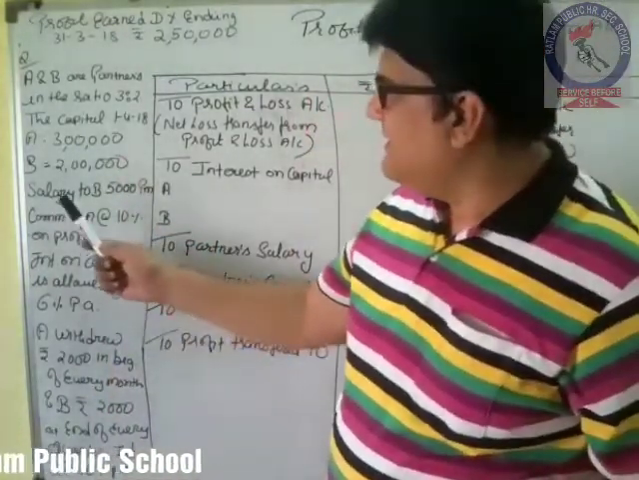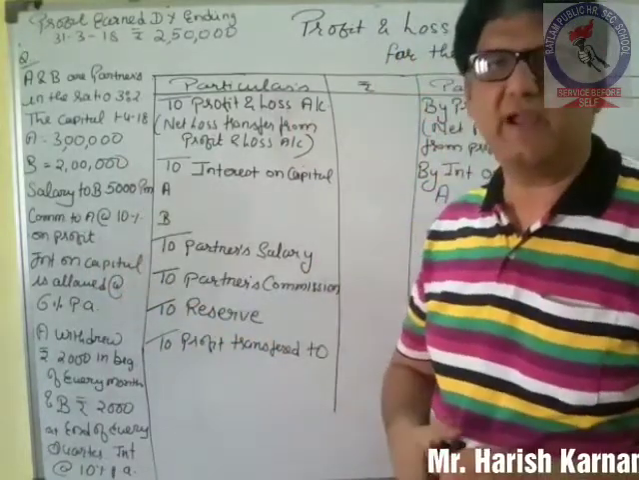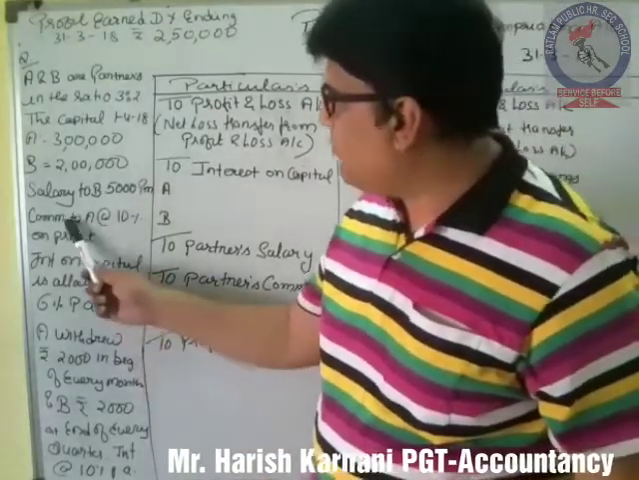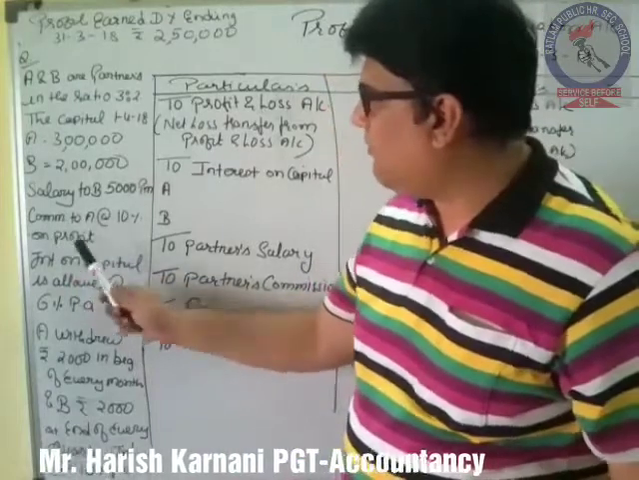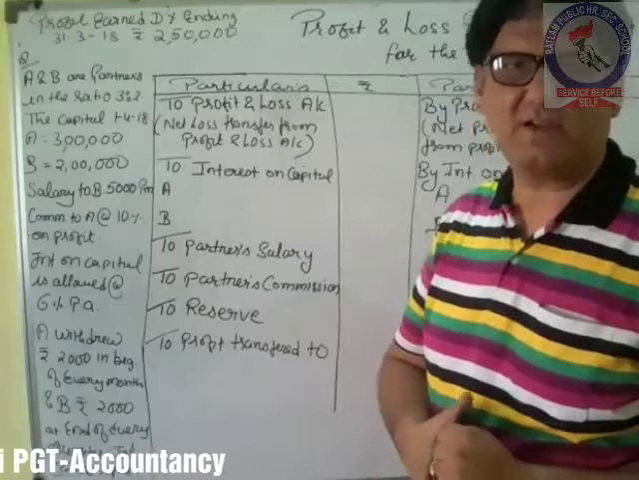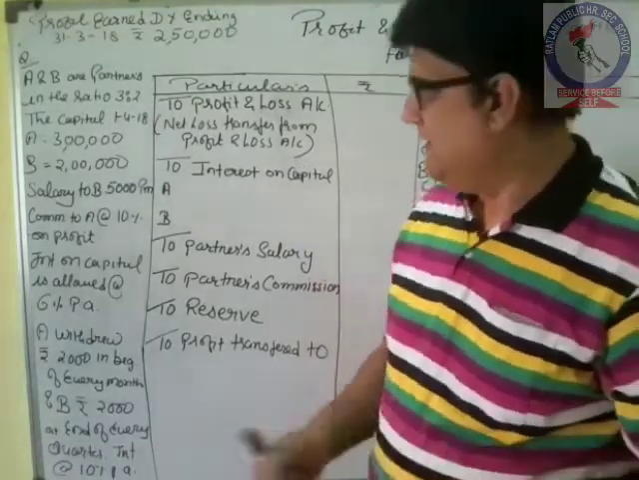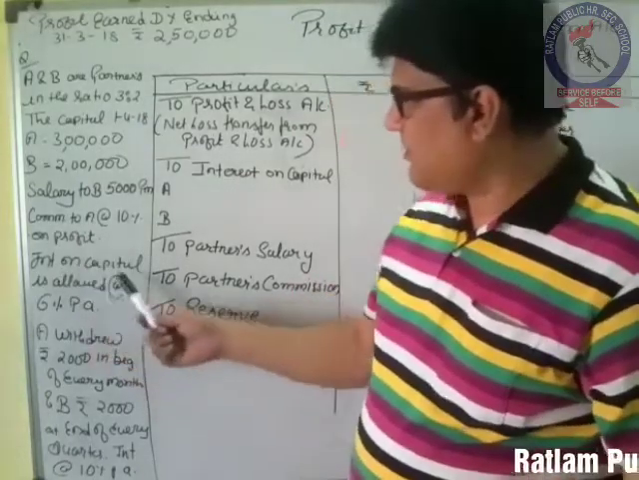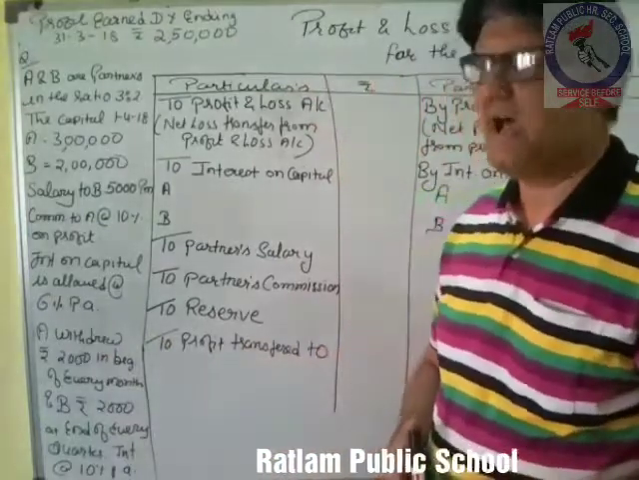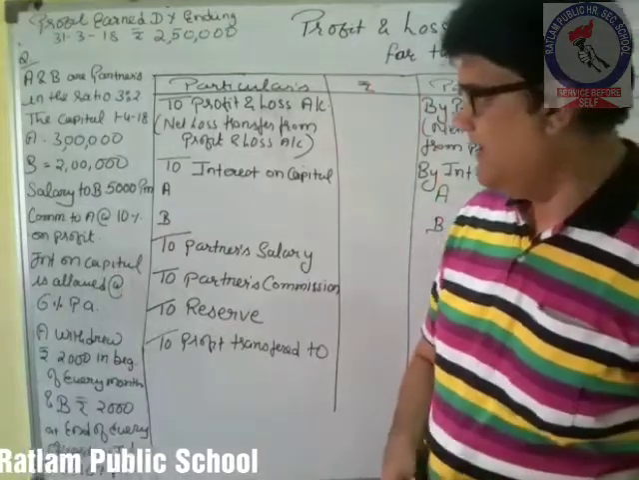It was said that B was supposed to get a salary of 5,000 per month. And commission to A at the rate of 10% on profit. Whatever is the profit which we will be transferring from the profit and loss account, on that amount A will get 10% commission. Then interest on capital is allowed at the rate of 6% per annum. The partners are getting interest on capital at the rate of 6% per annum.